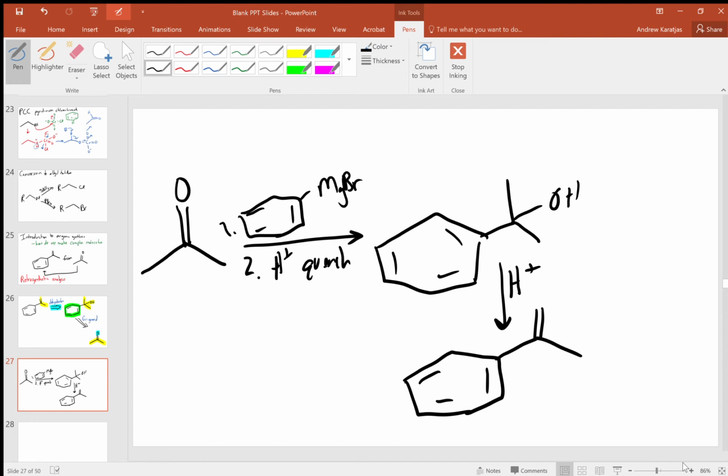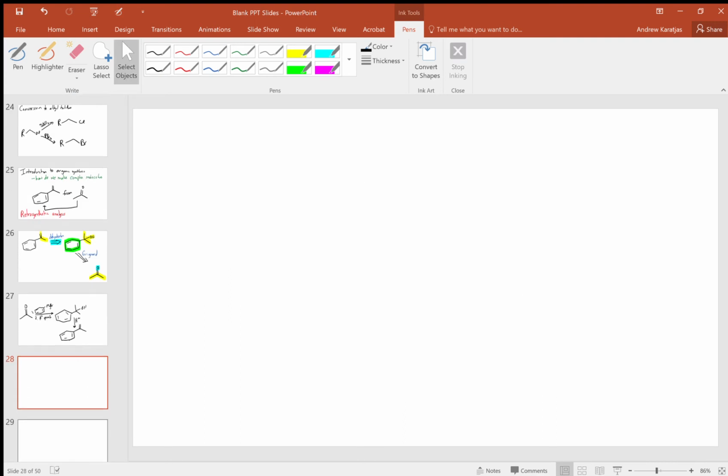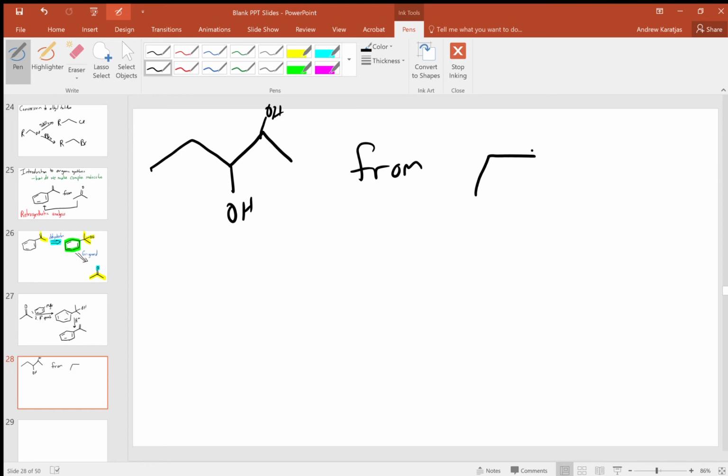All right, so let's look at another one. So now we're going to attempt to make this diol starting from this alkyne. And so again, it's the same type of thinking. What are the pieces in one compound that correspond in the other? How do we make what we see in the product?